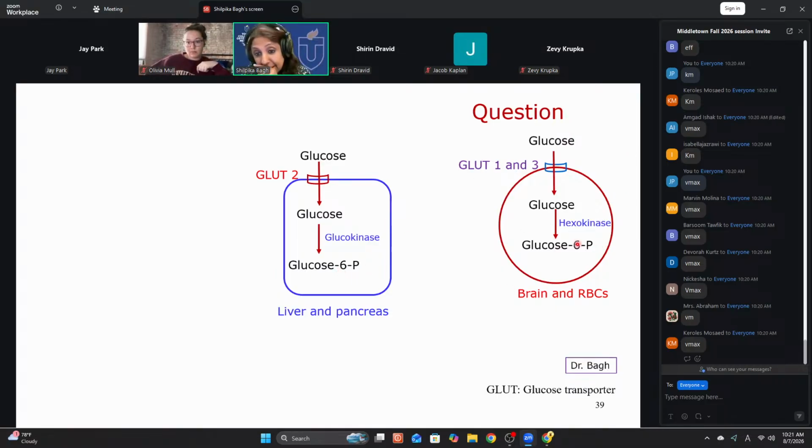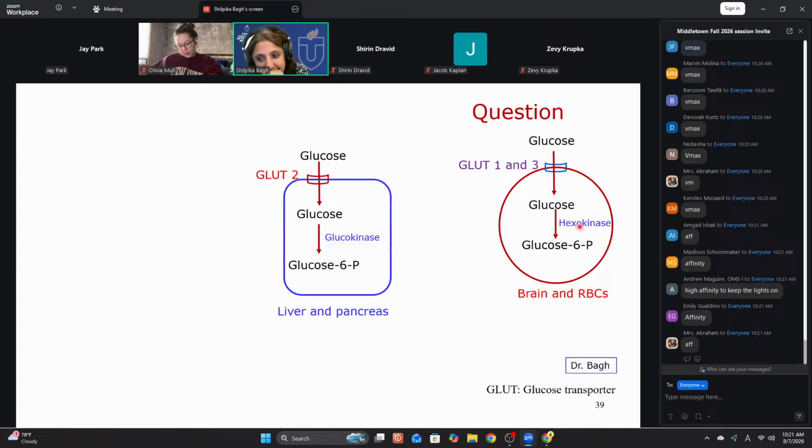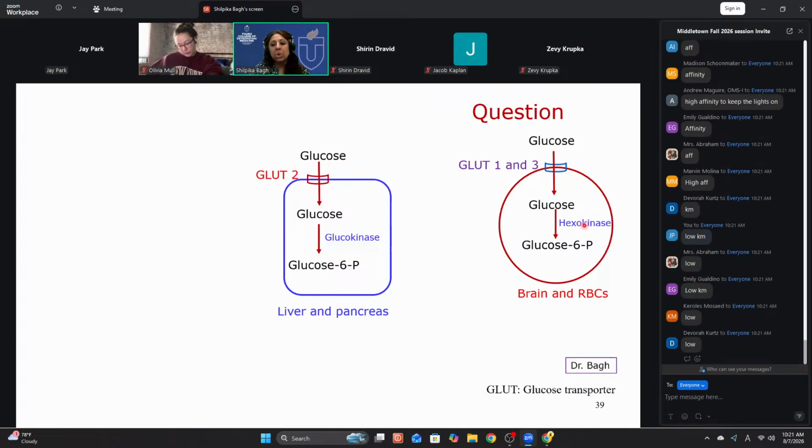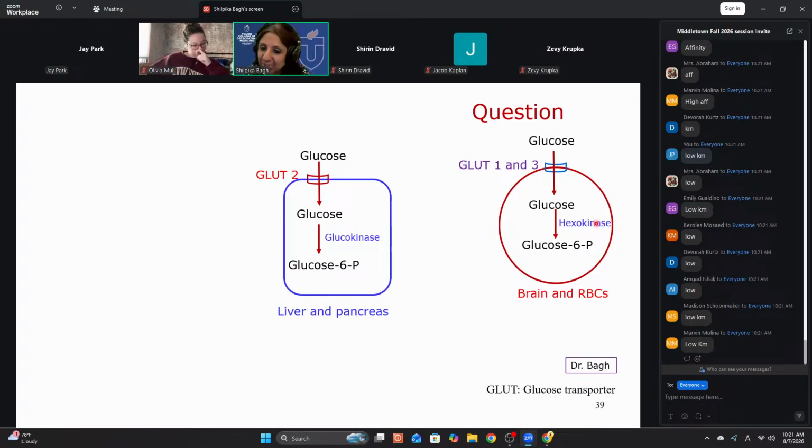But look at brain and RBC. In brain and RBC, you cannot deprive them at any time of glucose utilization. So do you need an enzyme of high affinity or high efficiency here? High affinity. High affinity means low Km. That is why hexokinase is an enzyme of low Km. That's what you need in brain and RBC, and its Vmax is also low.